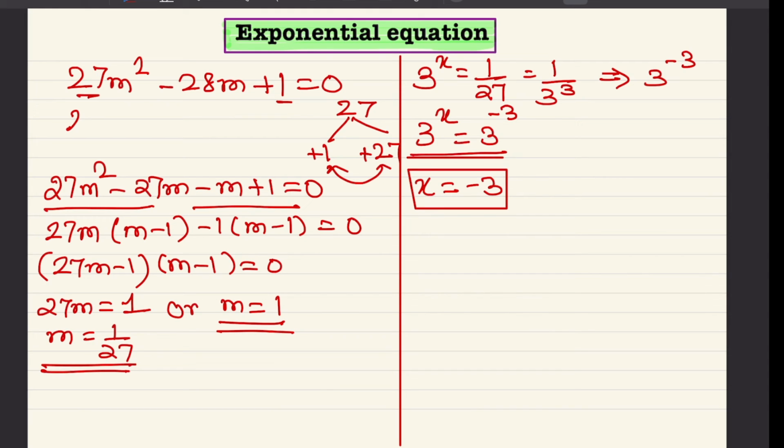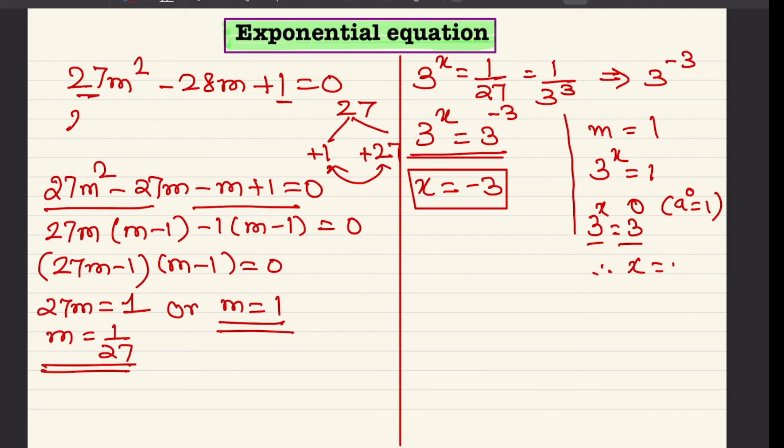Again substituting m equal to 1, we'll get 3^x is equal to 1. Now using a^0 is equal to 1, we can substitute 1 as 3^0. Again the bases are same, so powers can be equated. So x equal to 0. So we have two roots of the exponential equation: one is x equal to minus 3 and another is x equal to 0.